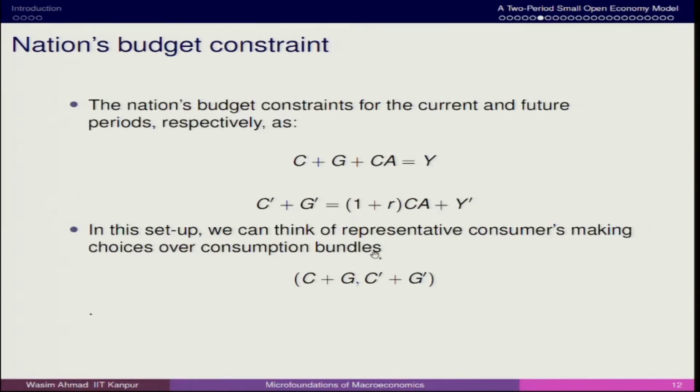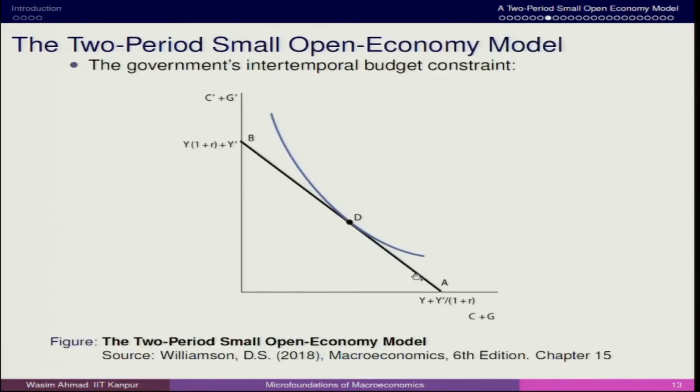In this setup, we can think of representative consumers making choices over a consumption bundle. Here we have C plus G and C' plus G', the future consumption of the representative consumer and the consumption of the government. Government expenditure, and then C plus G implies the consumption of the representative consumers and the government expenditure. If you want, you can also treat these two as private consumption and government consumption, since both involve some kind of expenditure. This is what we are trying to understand here.